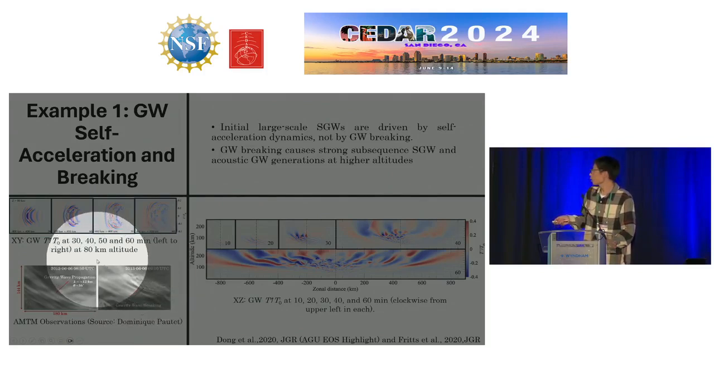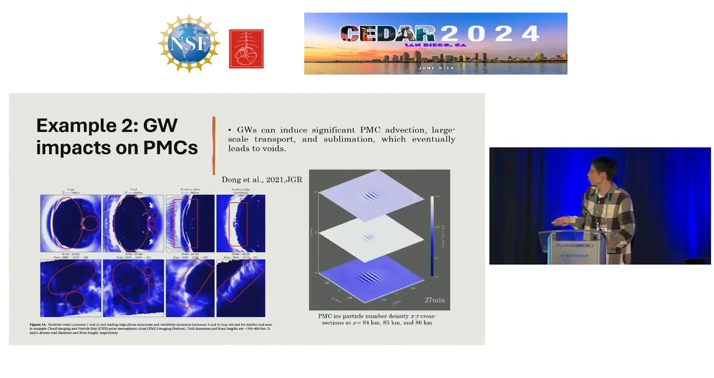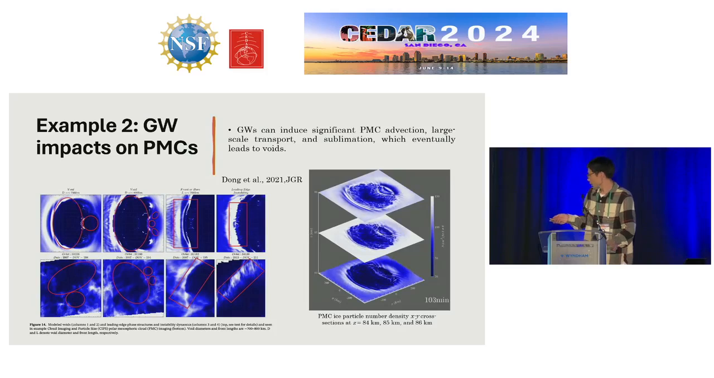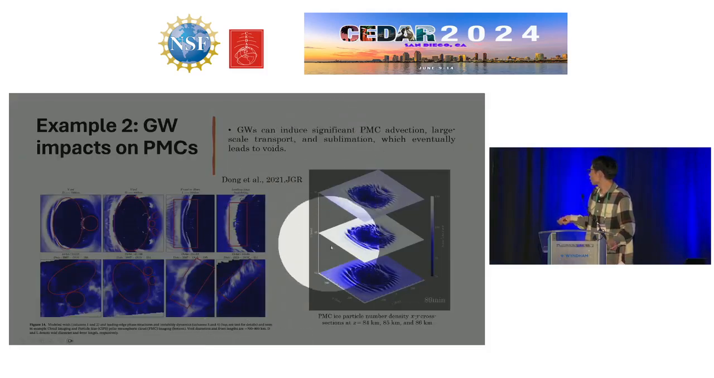So next I will talk about how gravity wave breaking can impact the tracer variables. So next I will talk about the gravity wave impact on the PMCs. So in this case, we introduced a 3D Gaussian gravity wave packet at a lower altitude and placed the PMC layer at around 80 kilometers. It can be seen from this movie, this is for the ice particle number density.